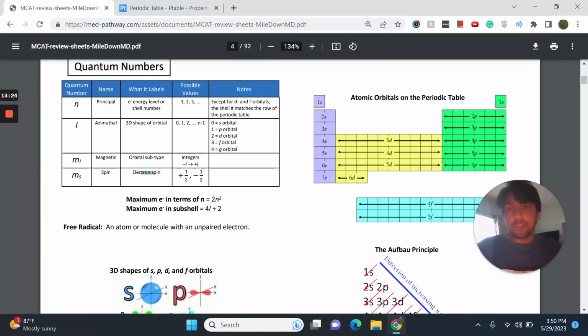Okay, these are some handy formulas. You can actually figure this out without knowing these formulas, so it's okay if you don't know it. But the maximum number of electrons in a shell is 2 times n squared. So in this shell, this shell has a principal number of 2. So the electrons that it contains is 2 times 2 squared, which is 8.